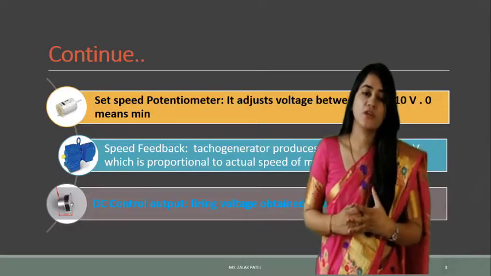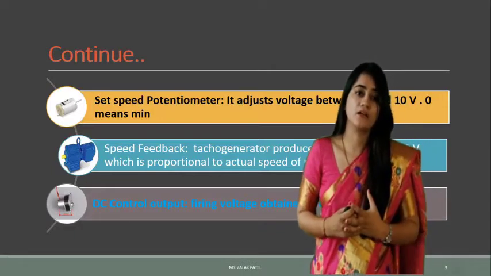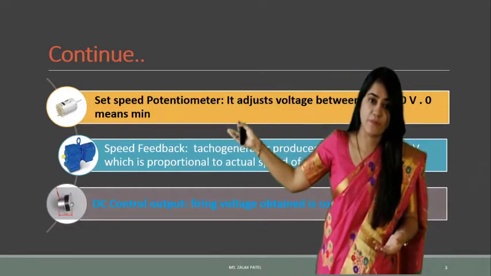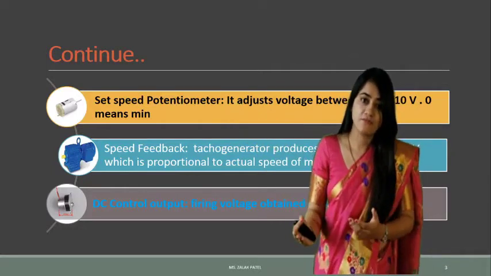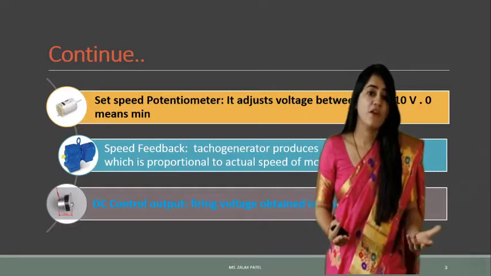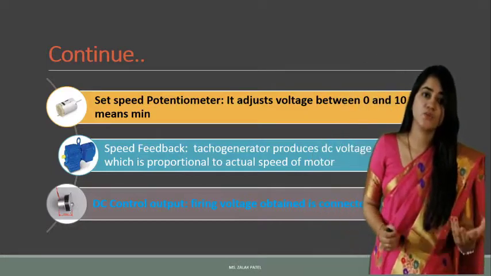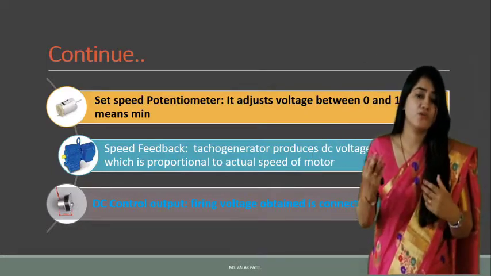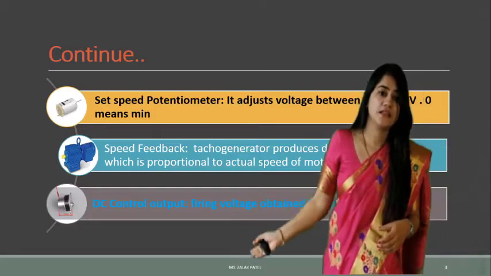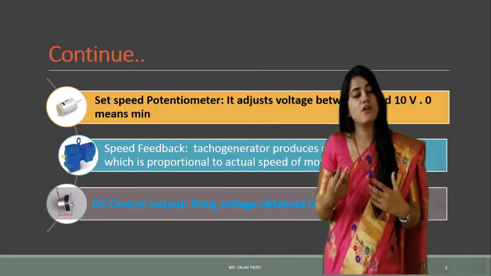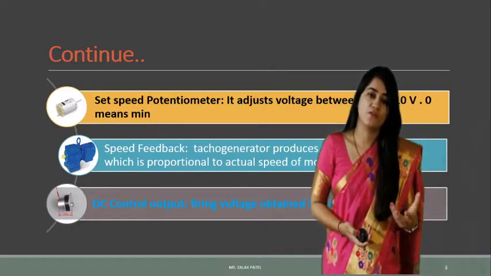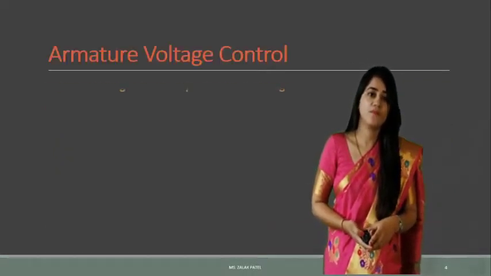So mainly for the DC motor you have to consider the set speed potentiometer for the minimum range of voltage and maximum range of voltage. Speed feedback is again necessary to get the proportional amount of voltage, and the DC control output for the delay angle, and according to that delay or firing voltage, the original voltage can be obtained.